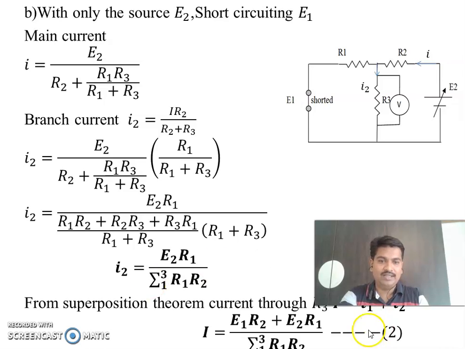If I take the algebraic sum of these two, I am getting an equation 2 which is exactly similar to the equation 1 which I have calculated by taking both the currents into consideration, both the EMFs into consideration. So equation 2 is the algebraic sum of the currents produced by each source independently, and equation 1 is the current in the same part of the network produced by both the sources together. So equation 1 and equation 2 easily prove the superposition theorem.